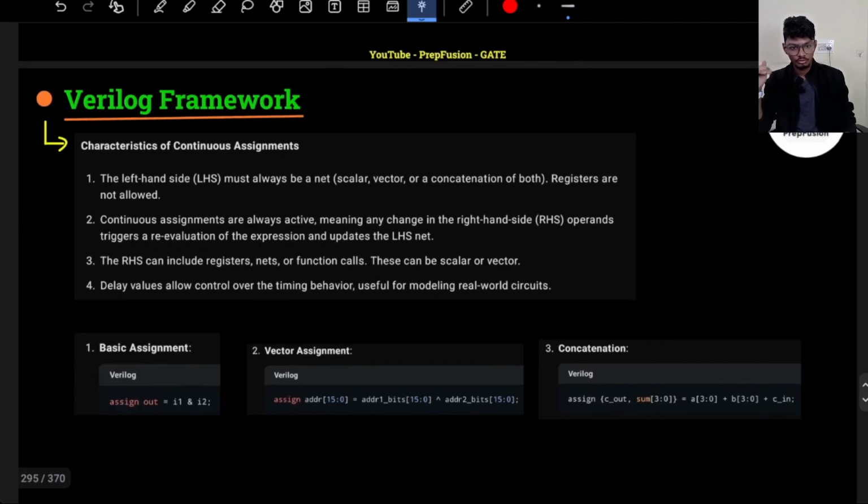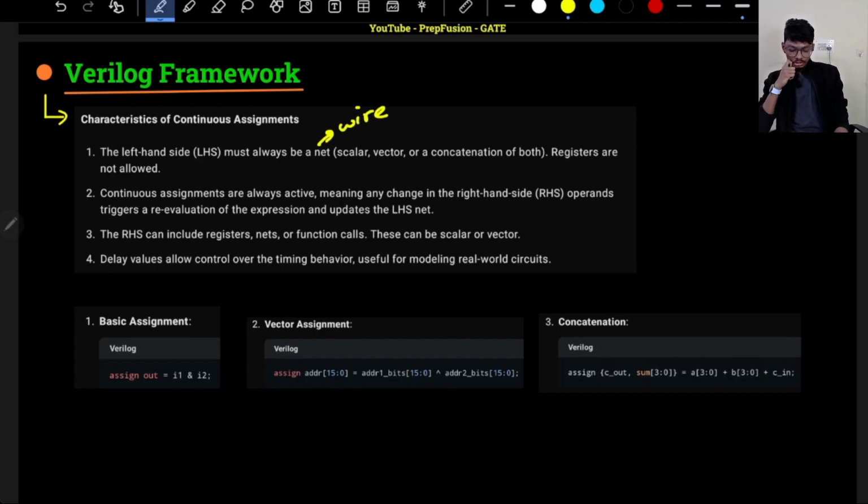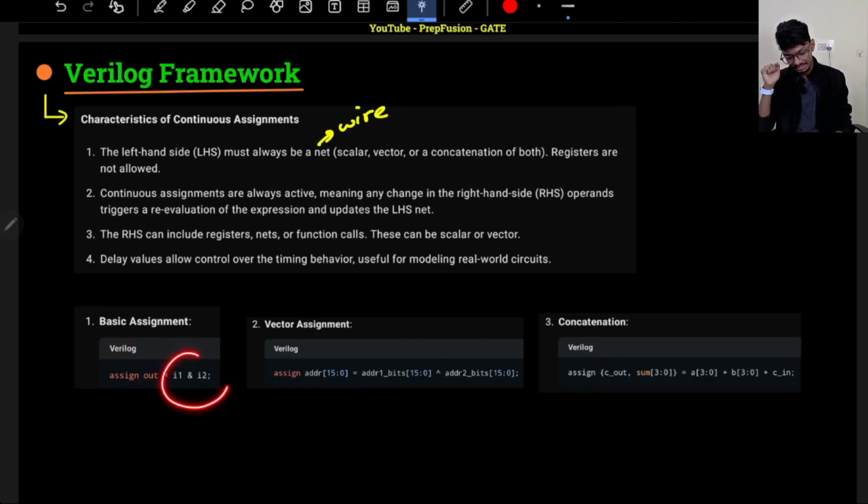On the left hand side of an assign statement there must be a net, that is basically a wire. I have already told you this before as well, but I'm reiterating it: on the left hand side of an assign statement there must be a wire. On the right hand side it can be a reg or anything, doesn't matter. Registers are not allowed on the left. It can be a concatenation of vector and scalar.